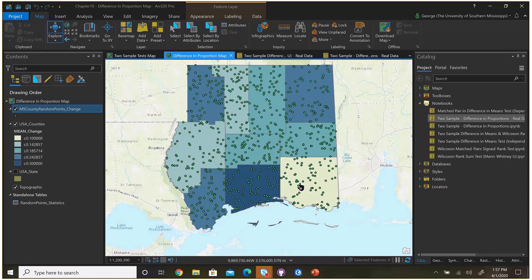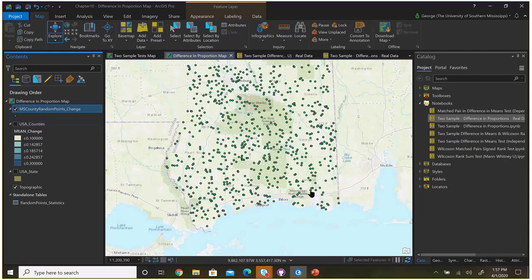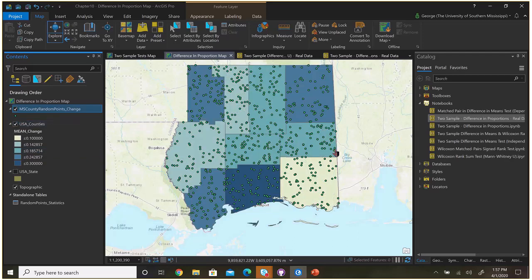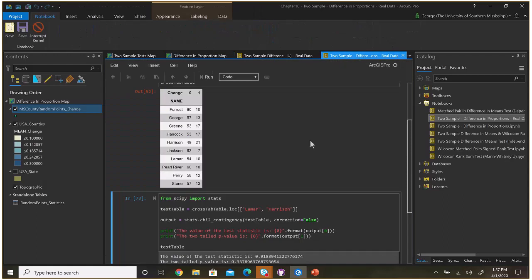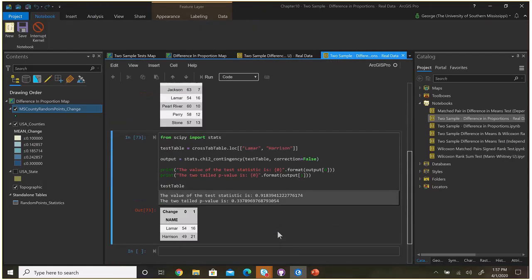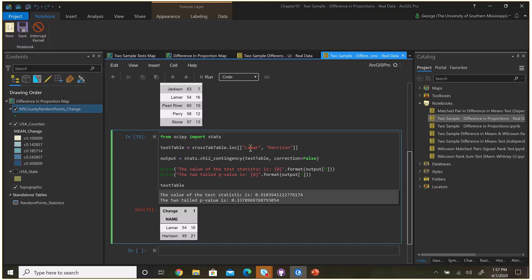Why? I don't know. If we turn this off, it does seem like most of the county is fairly rural. Of course, that's true of a lot of these places, but maybe there wasn't a lot of change going on in those areas. So let's compare those two neighbors. Instead of Lamar, we'll compare Jackson to Harrison and run it.